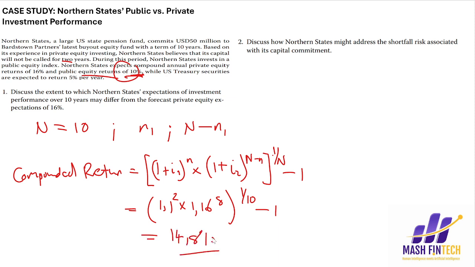Okay, which is a bit lower than 16% by how many? 120 basis points. So obviously there's lower returns in the public market.